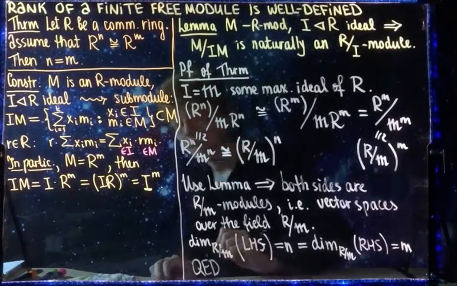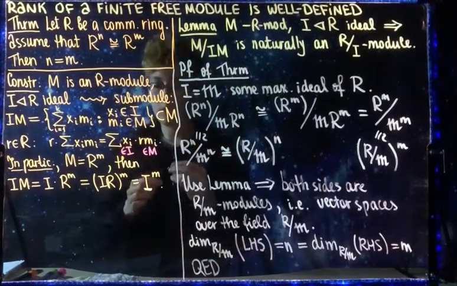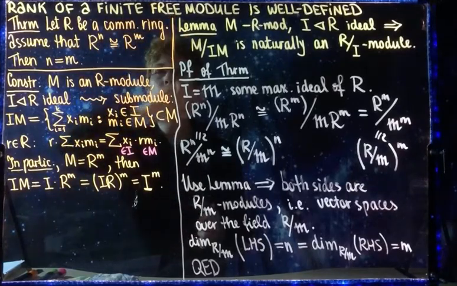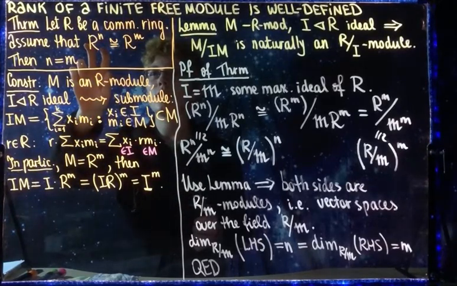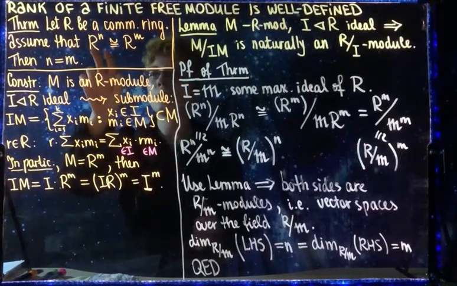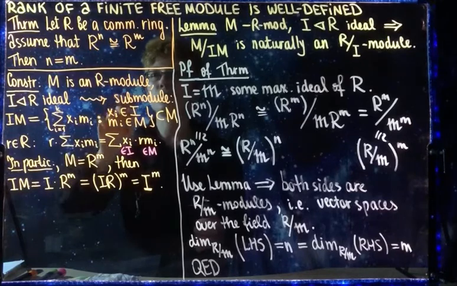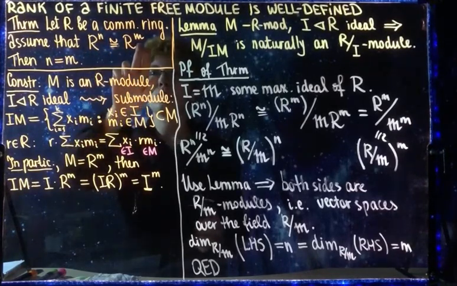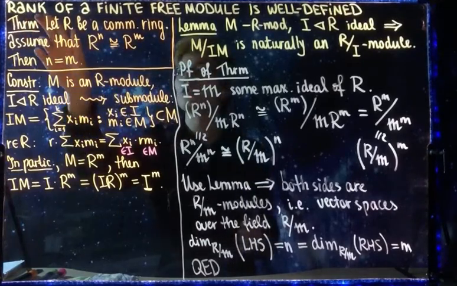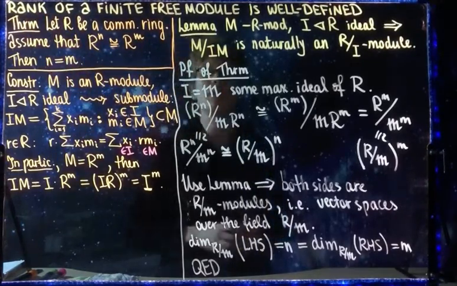And since we observed a little while ago that every finite free module is isomorphic to R^n, we have just proved that if a finite free module is isomorphic to R^n and R^m, then n is equal to m. That is the rank. The notion of rank is well defined.